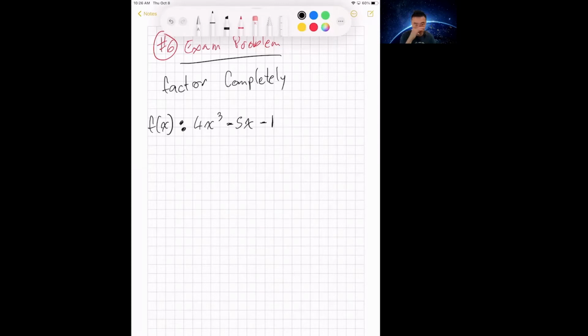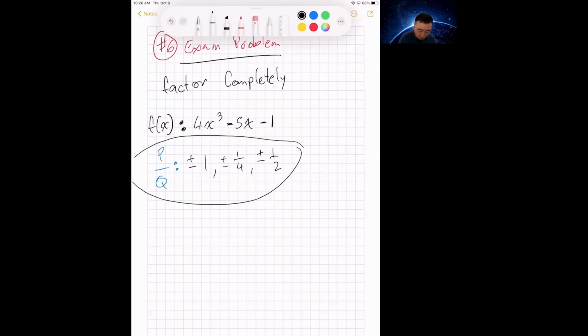And you'll notice that it looks a little bit different than the other ones. Same thing, p over q, right? And you will have plus or minus 1. And then you'll have plus or minus 1 over 4, plus or minus 1 over 2. What else? I think that's it, right? And again, you should know how to get this part.